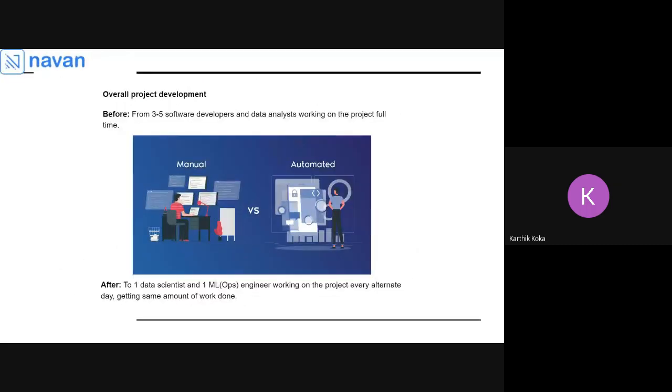Yeah. So overall project development that was going on, from around 3 to 5 developers, data scientists and ML engineers working on it full time, it came down to around one data scientist and one MLOps engineer working on alternate days, and we were able to get the same amount of work done, which was being done by 3 to 5 people.